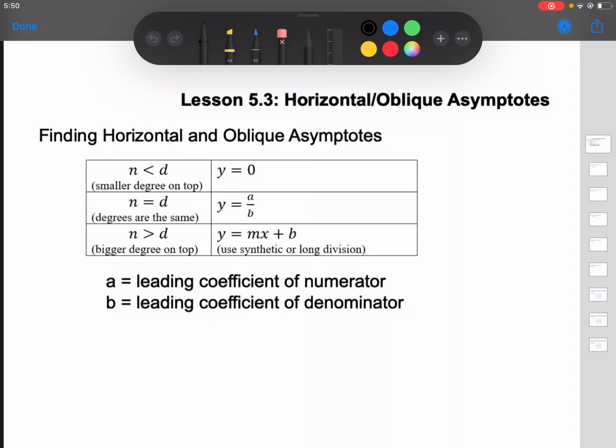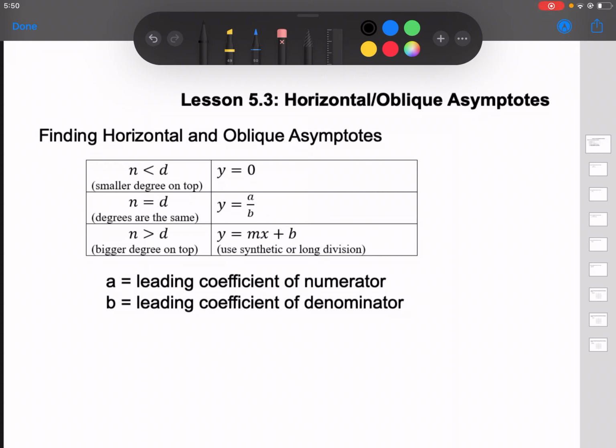This chart's just saying if the degree is smaller on top, then your horizontal or oblique asymptote is always y equals 0. That's because if the degree is smaller on top, you actually can't divide them any further. And so you're already at a remainder. So the top number goes into the bottom number 0 times. And I should note that it's essentially division. We just get rid of the remainder, and that's how it works.